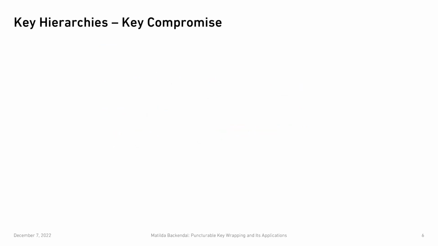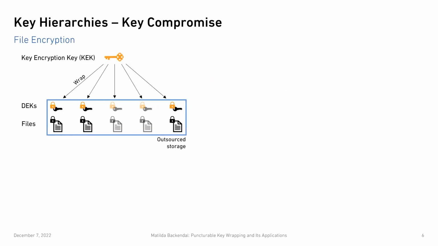So now we've seen two examples of key hierarchies. Let's have a look at what happens in the case that the main key is compromised. So starting with the case of file encryption, if the key encryption key gets compromised, then all of the wrapped DEKs, and hence also the files, are decryptable.